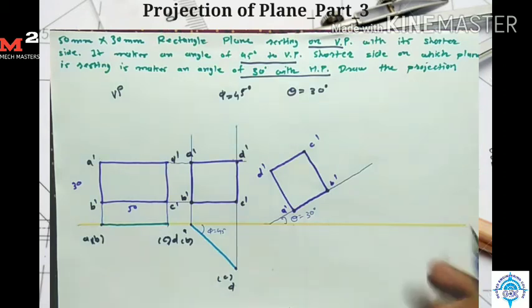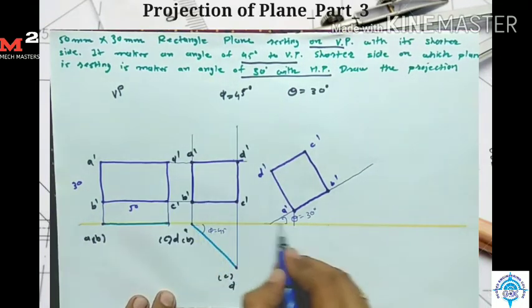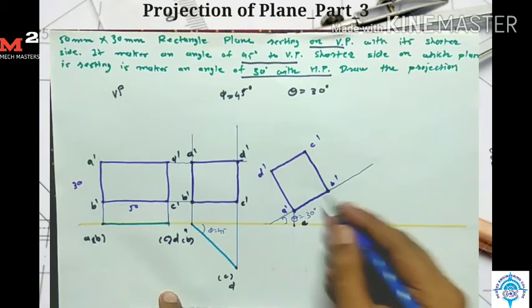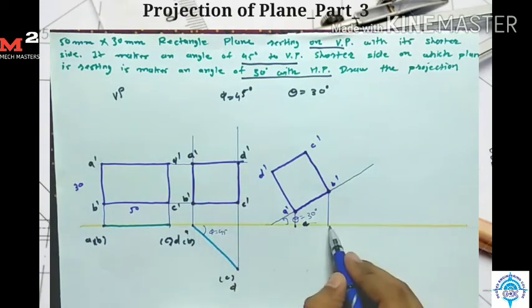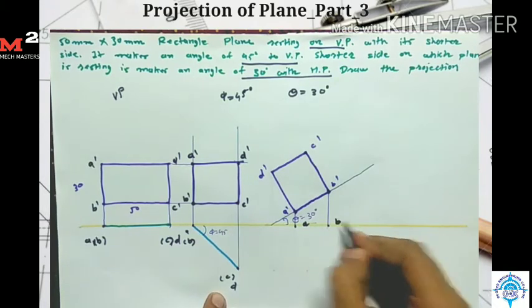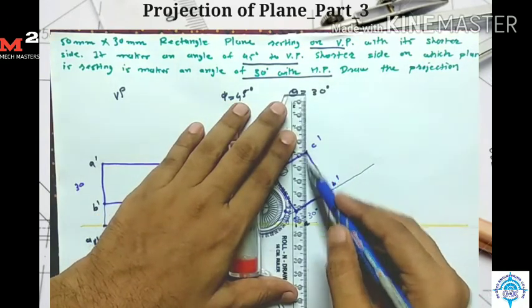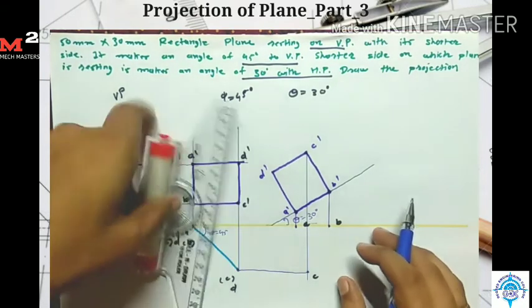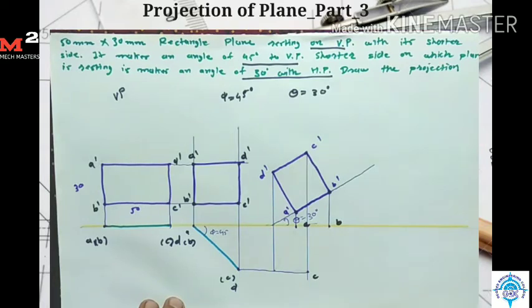Now for the top view, I simply take the projection. For point A, I take the projection from A dash here and from here, so here I get my point A. Similarly for point B, I take the projection from here and from here, so here I get my point B. For point C, I take the projection from here and from here, so I get my point C. Similarly for point D, I take the projection from here and from here, so here I get my point D.